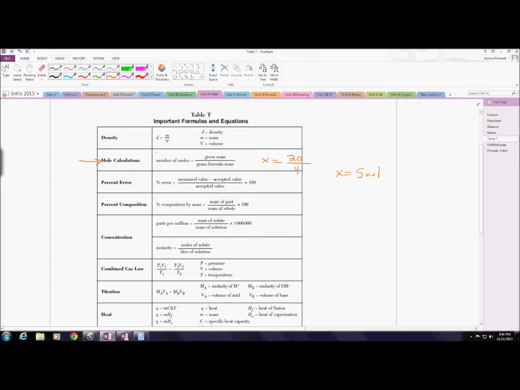So I don't care which method you use. Either works for me. I just like the factor label because I don't have to memorize an equation or use any of the ones on the back. I just do the same math that we've been doing since September.